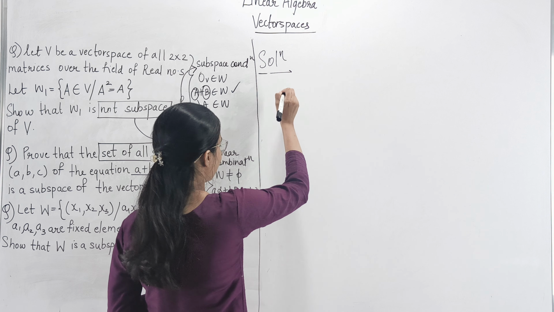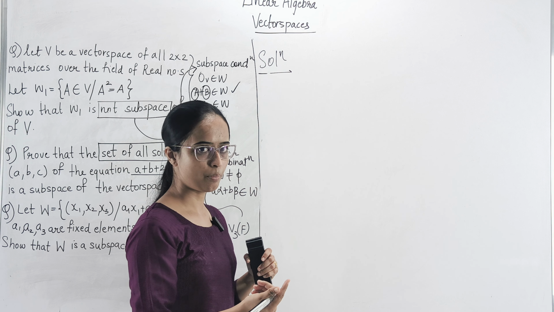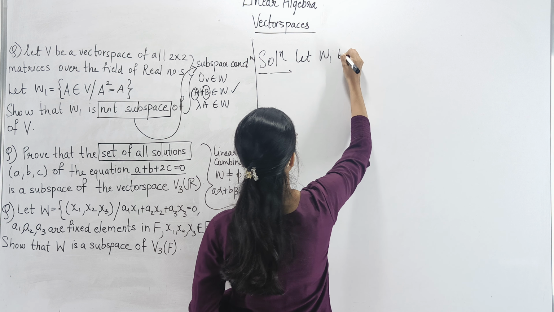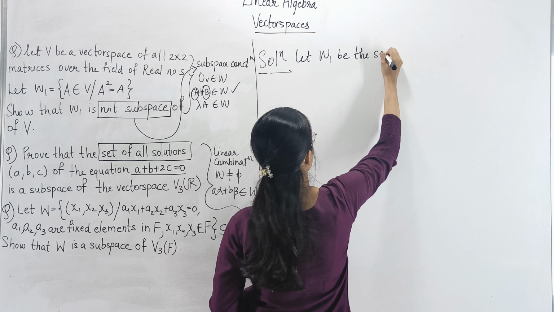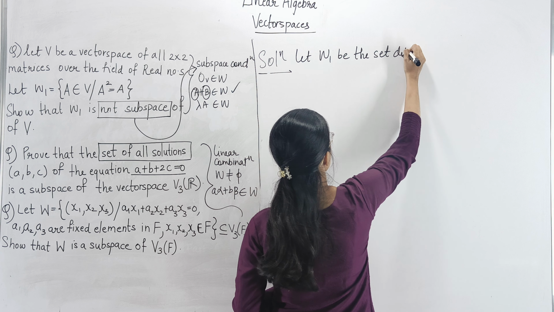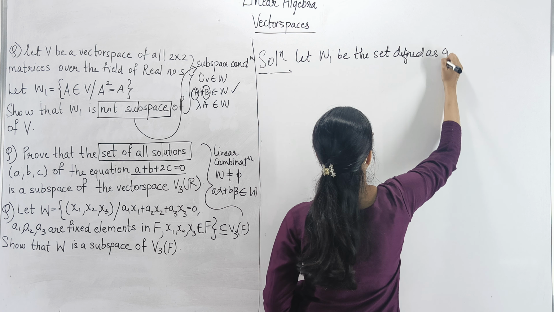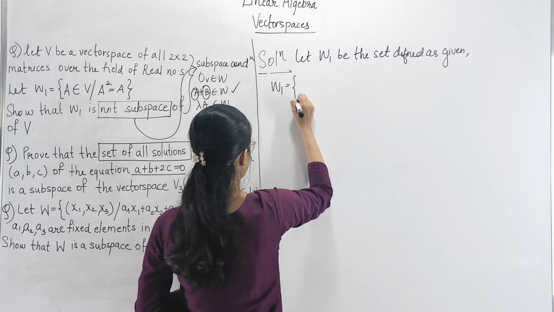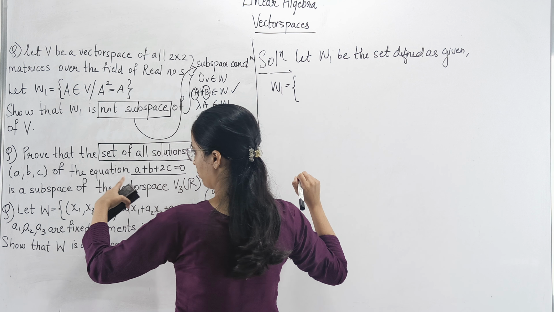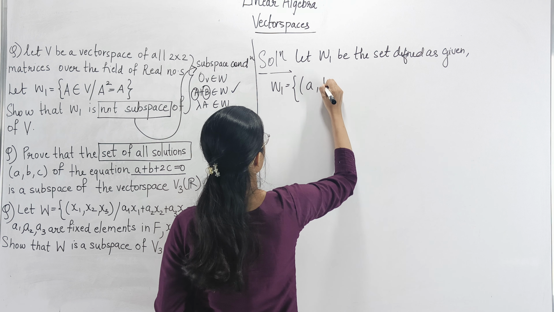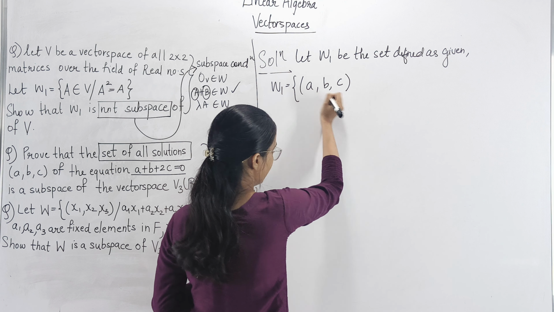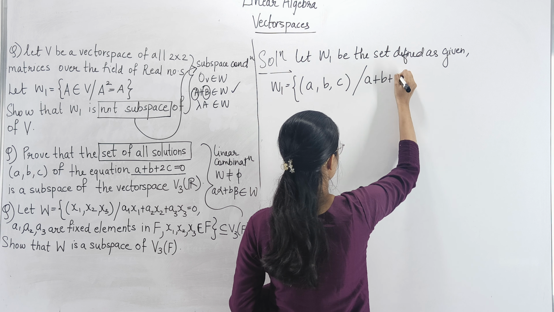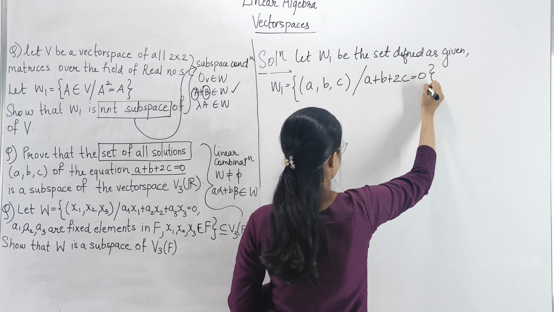First of all, I would be writing the statement in the form of a set. So we will say that let W1 be the set defined as given. So W1 would be consisting of all those 3 tuples A, B and C. ये ऐसे tuple form में रहेगा such that your A plus B plus 2C would be equal to 0.